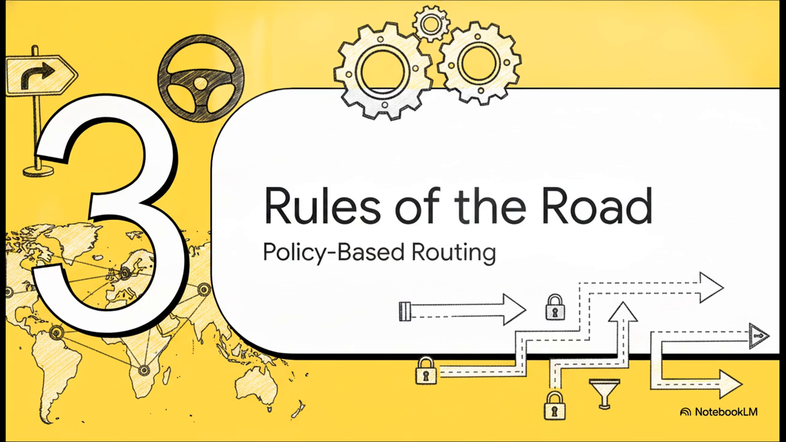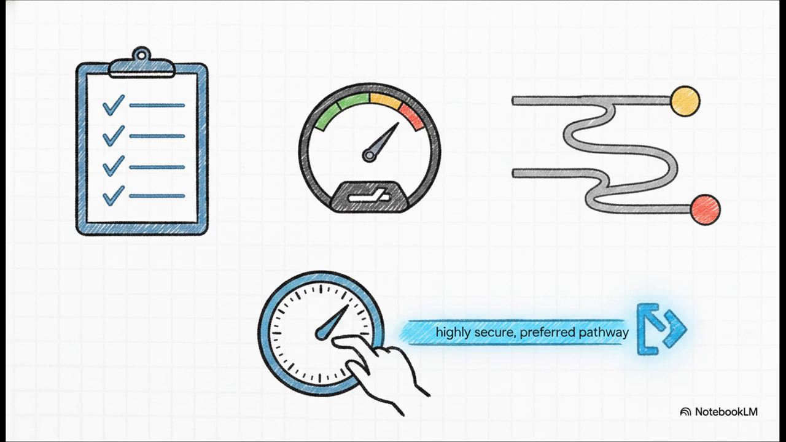Section 3. Rules of the road. Because there have to be rules. The internet isn't a free-for-all. It's governed by strict, customizable routing rules. Path vector protocols don't just rely on distance, they use policy-based routing. Network administrators can build rules based on overall network policies, personal preferences, performance metrics, the actual length of the AS path, or prefix lengths. It's not always about the shortest physical path. Sometimes it's about forcing data down the most secure or preferred pathway.